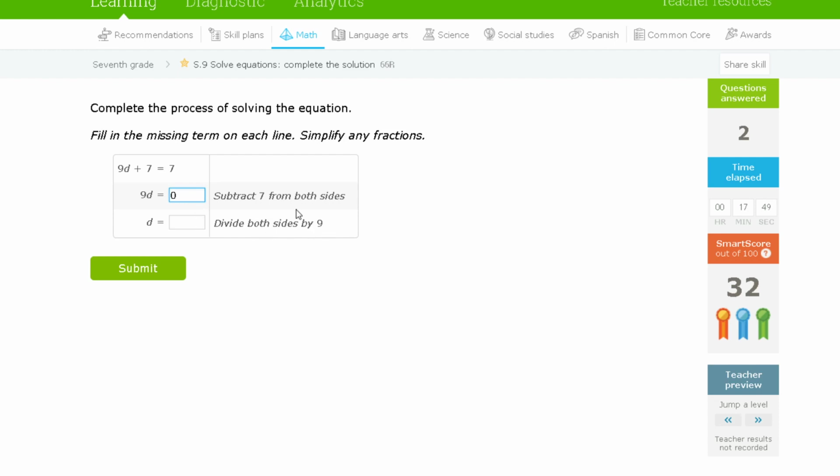And then from here, our second step is to divide both sides by 9. We want to get d by itself, so we need to get rid of this 9. We're multiplying by it, so we divide both sides by 9 because that's the opposite of multiplication. Divide 9d by 9, that gives you d. Divide 0 by 9. 0 divided by anything is 0. So that's all you have.